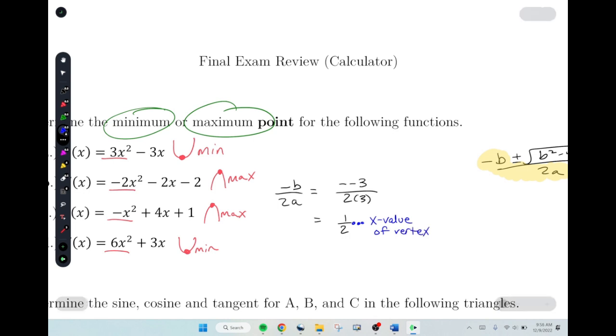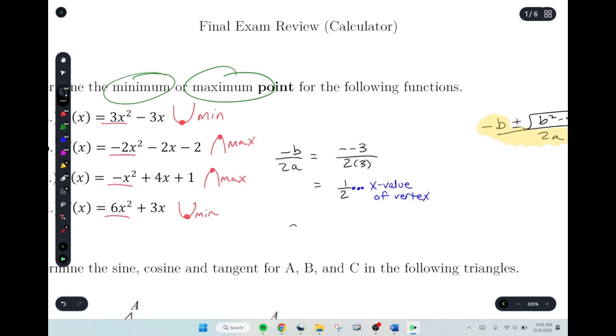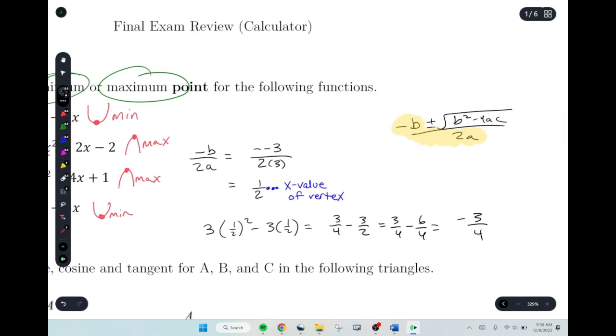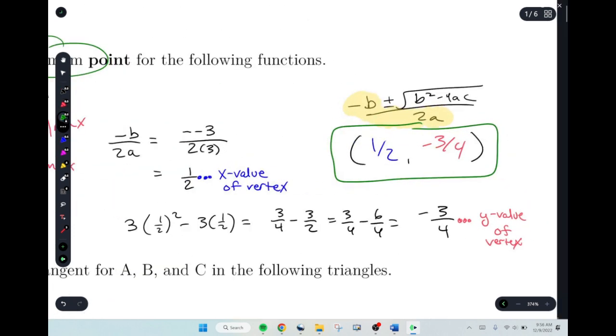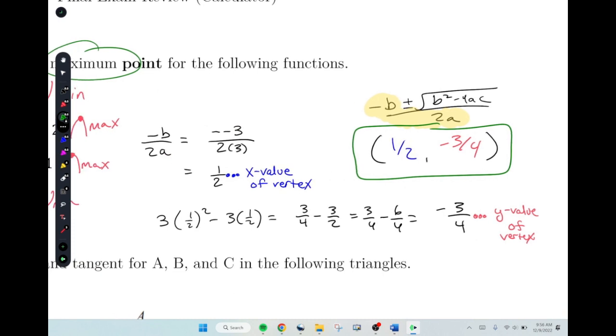Now we throw it right back in the formula. Looks like we're getting a fraction here. 3 times 1 over 2 squared minus 3 times 1 over 2 equals 3 fourths minus 3 over 2 equals 3 fourths minus 6 over 4 equals negative 3 over 4. And that is the y value of the vertex. So we've got the point 1/2, comma, negative 3 over 4. That is way easier than completing the square.